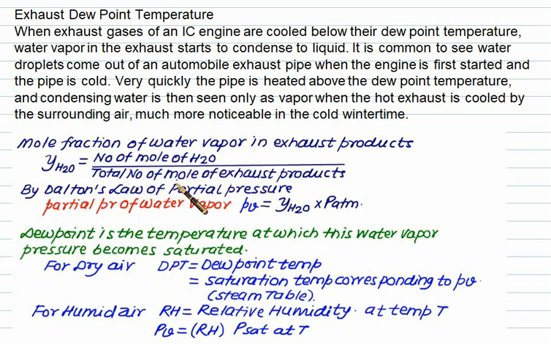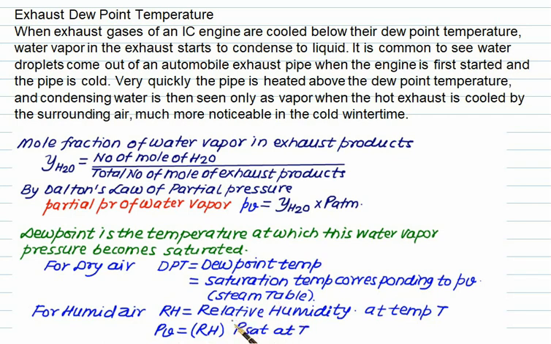Second step is to calculate the partial pressure using Dalton's law. So you have to use the mole fraction, not the mass fraction, volume based, multiplied by P atmospheric. Once you know this value, calculate the saturation temperature using the steam table, and using that we can calculate the dew point temperature. And if you are given the relative humidity, then you have to calculate the value of PV as RH multiplied by P saturation.